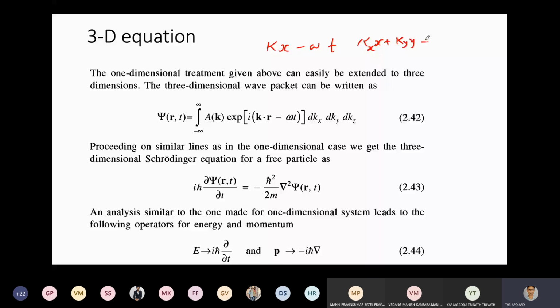If you expand this, these are the vectors. It is a scalar dot product of 2 vectors k and r. So that should give you this quantity. And integration would simply be taken over this volume of dkx, dky, and dkz. So that one can write down the whole expression of the psi as a function. Initially, we wrote the psi only as a function of x and t in 1D. So in 3D, we can expand it in this way.